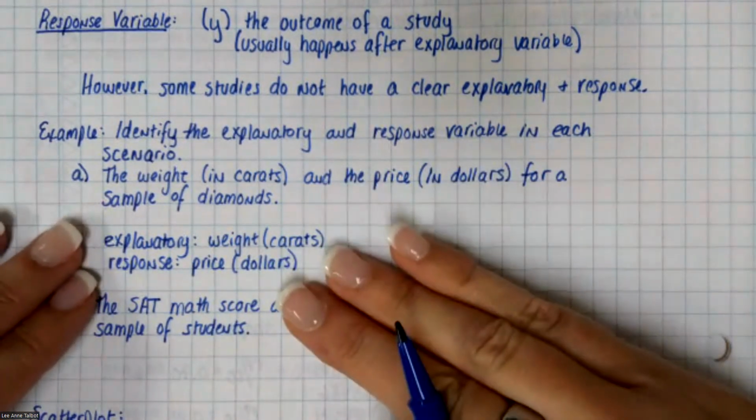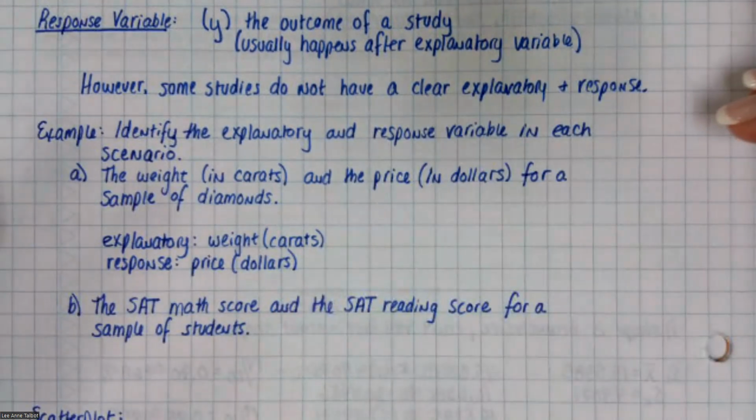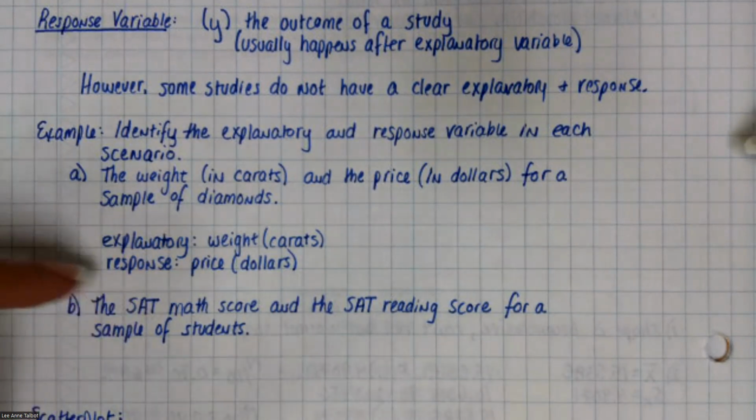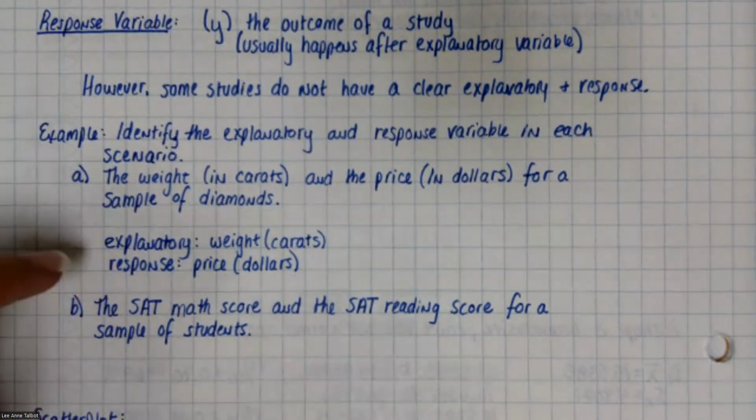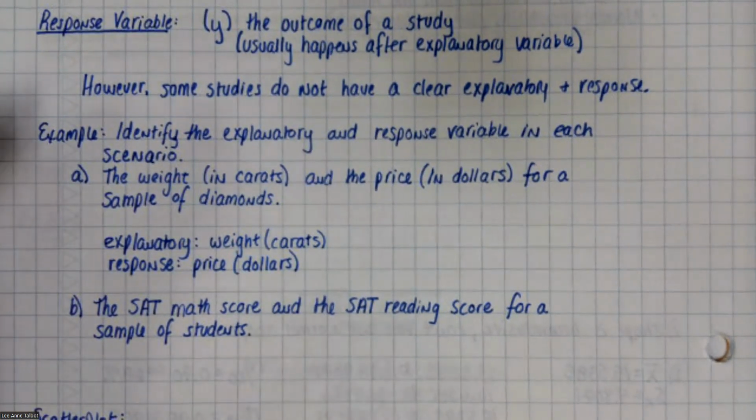Okay, why are we doing this? Why are we deciding explanatory and response variables? Because you're going to set up axes. And the explanatory variable is going to go on the X, and the response is going to go on the Y when you graph your scatter plot.